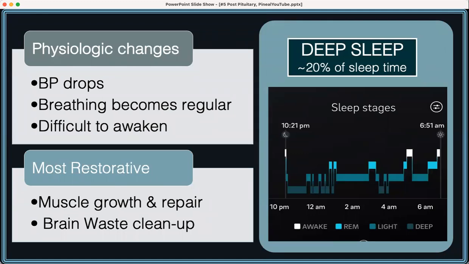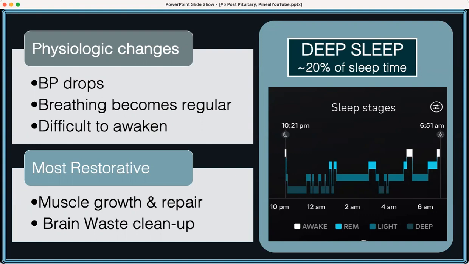This is actually from my monitoring with my own ring. So deep sleep should be there about 20% of your time. It's marked by having your blood pressure drop. Your breathing becomes very regular. Normally when you're awake, your breathing is irregular. Sometimes you take a deeper breath and a lighter breath the next breath. But during deep sleep, the people are difficult to waken. It's your most restorative sleep.